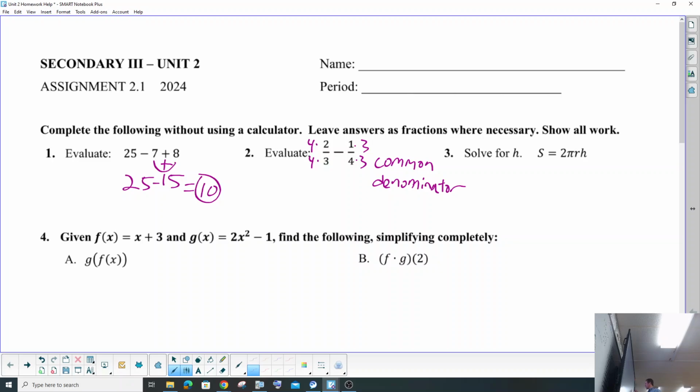Solve for h. Well, we got a 2 pi r next to that, times h there. So you could probably just divide that, right? Just divide it to the other side. Look, I solved for h. Way-o.